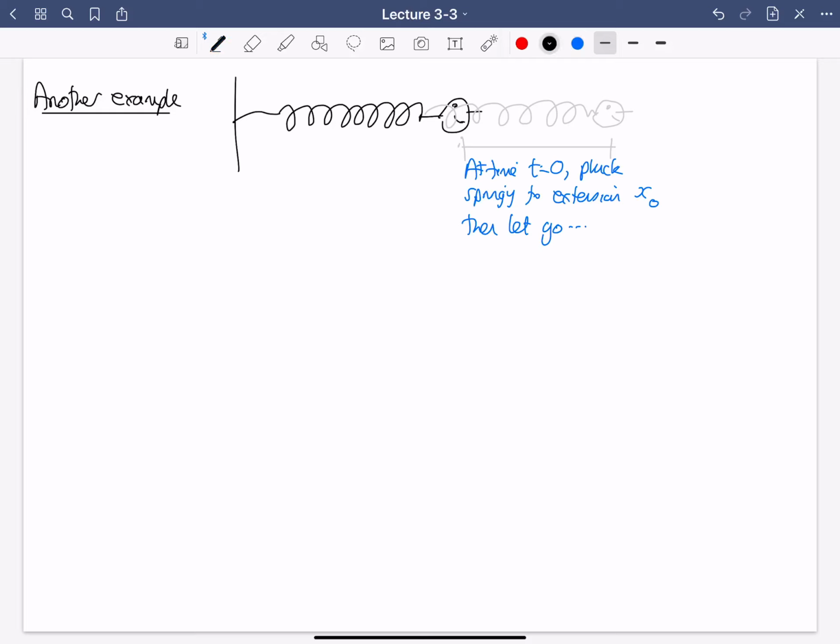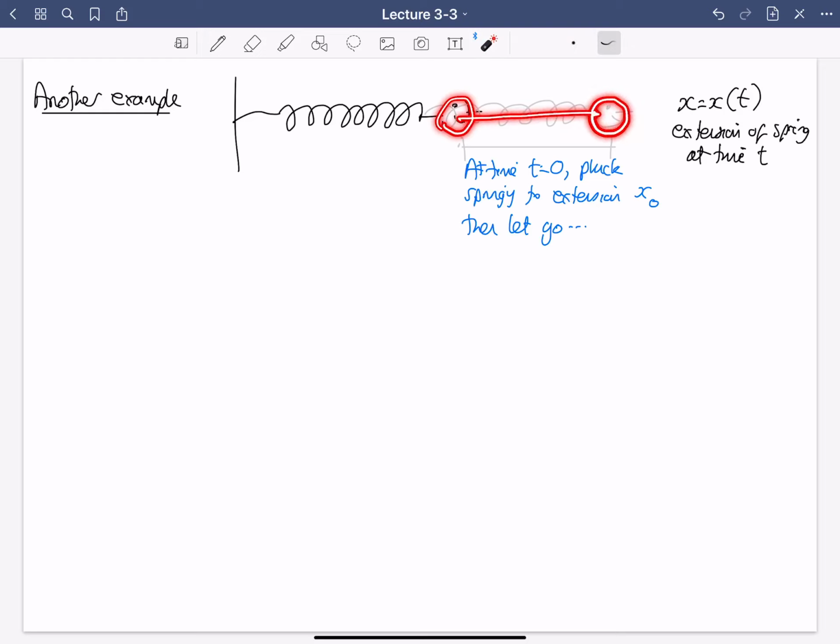Okay, so I'm going to have x, which is x of t, a function of time. It's going to be the extension of the spring at time t, measured from the equilibrium point. This is the equilibrium point. There it is. We've stretched it to that initial extension, x equals x0 at time t equals 0. And I want to work out the equation of motion.